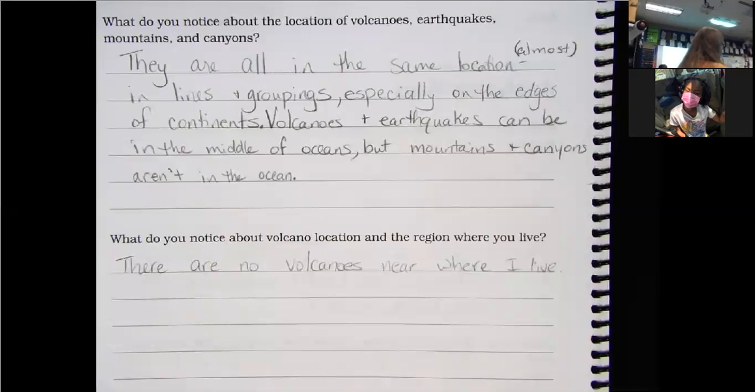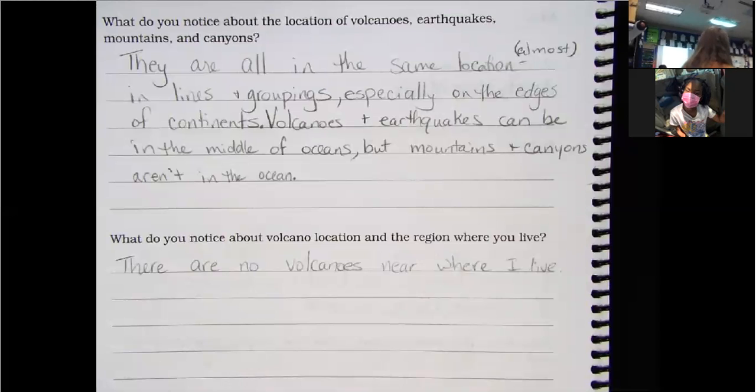Where are you going to find canyons? In the middle. On the edge. So you're going to always find canyons where the mountains are, right? Because the canyons need high land to carve into. So mountains and canyons are going to be together. That makes sense? Earthquakes and volcanoes are often going to be where canyons and mountains are too, but earthquakes and volcanoes will also be in the ocean, whereas mountains won't. Make sense? Earthquakes happen near mountains and volcanoes. Mountains and volcanoes are found near the edges of continents by the ocean.